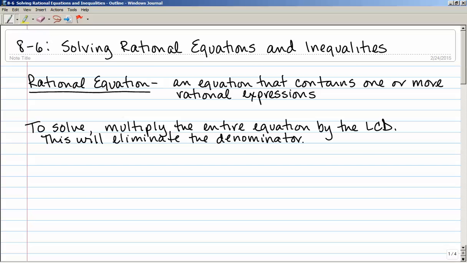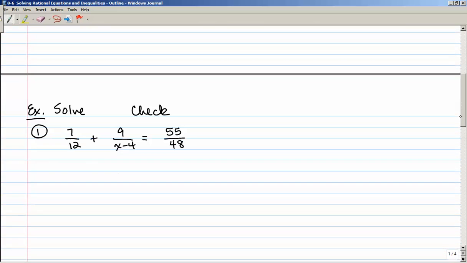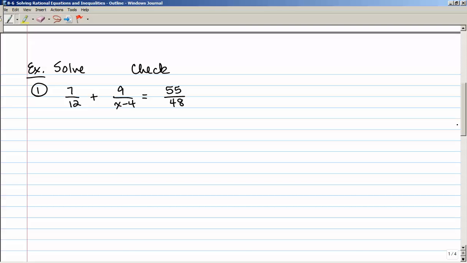So to solve, we're going to multiply the entire equation by the least common denominator. This will eliminate the denominator and just leave us with an algebraic equation that we can solve. So here's our first example. We need to solve and check this.